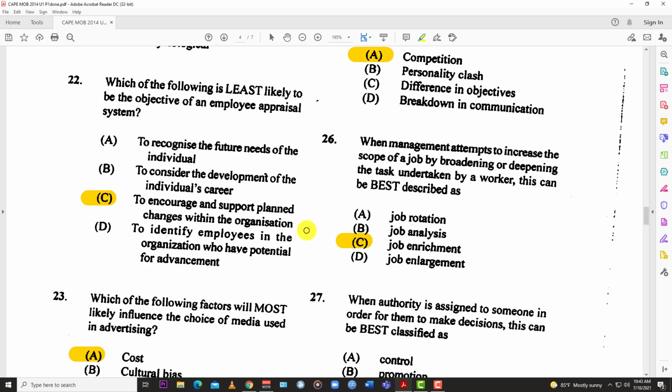A, to recognize the future needs of the individual. Yes, you appraise somebody, say, okay, you need improvement here, there, whatever, you need some training here. So that's good. B, consider the development of the individual career. Same thing. They're saying, okay, you excel in this part. I see that you can move to this next level because your competency here is there. So that can work. D, to identify employees in the organization who have potential for advancement. So again, you appraise them, say, okay, they score the highest, they can be promoted. So the answer is C, to encourage and support planned changes within the organization.